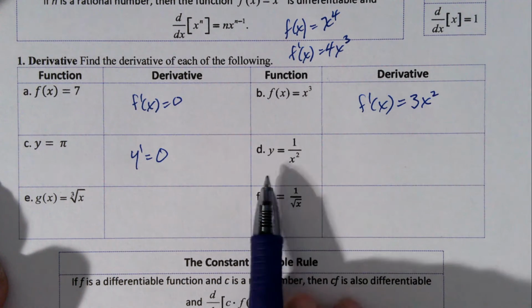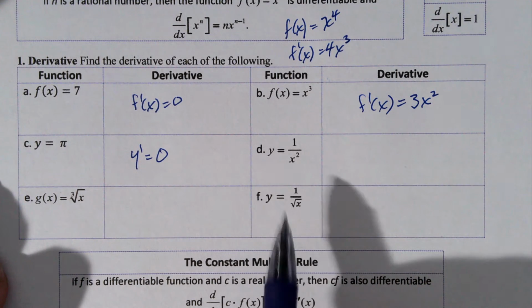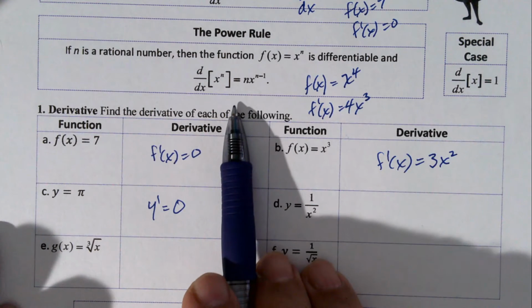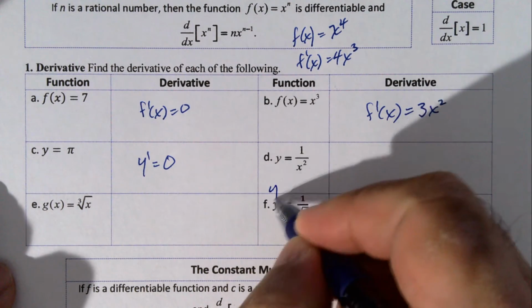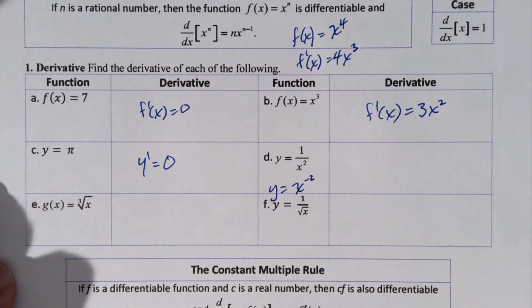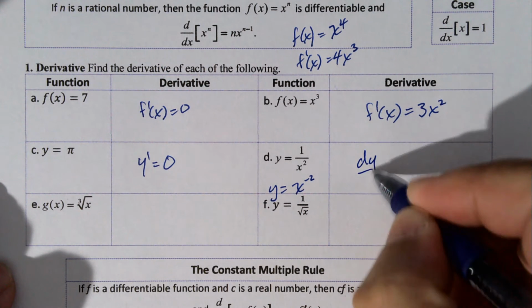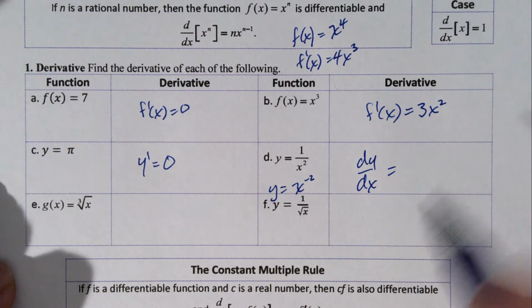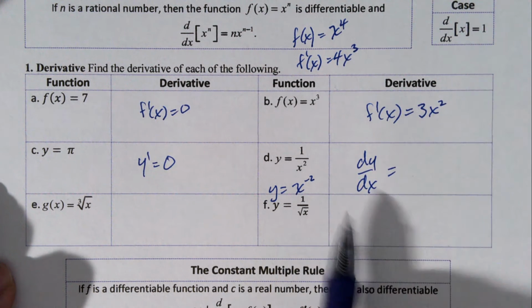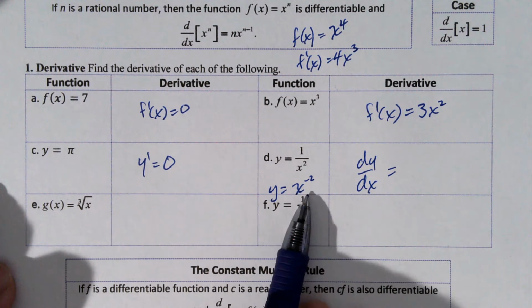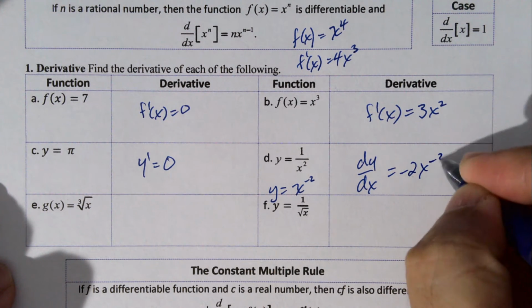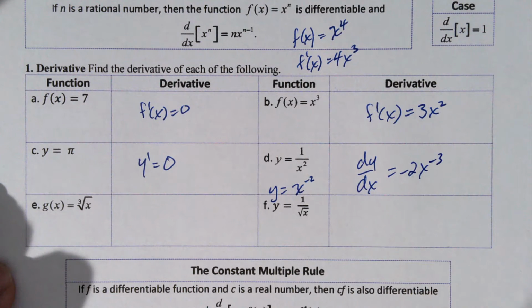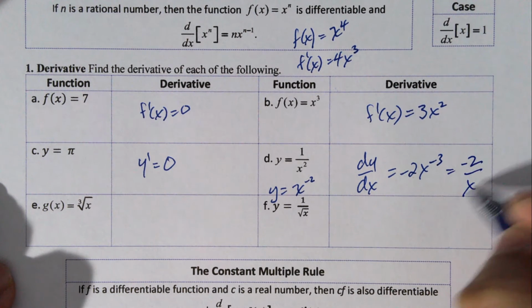Now this one, you cannot take the derivative with our rules. Notice in our rules, we don't have any fractions, so we've got to rewrite this without a fraction. So make sure you know your rules of exponents. So 1 over x squared can be rewritten with a negative exponent. Now I'm varying my notation just to remind you that they exist. So dy/dx is the same thing as y prime. Now taking the derivative of x to the negative 2, I bring down the exponent, subtract 1 from the exponent. So if we want to rewrite this with a positive exponent, it'd be negative 2 over x cubed.